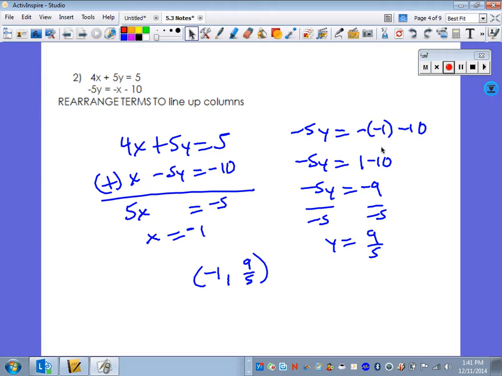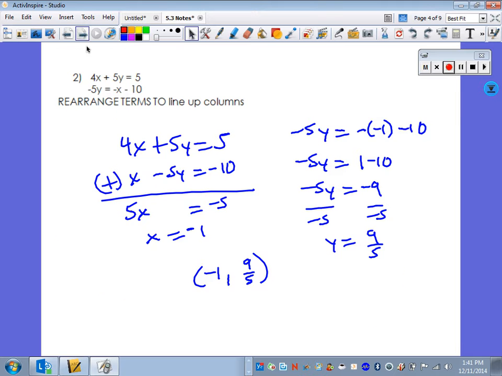Then you substitute this back into one of the two equations. I chose the second one. So you have negative 5y equals negative 1 minus 10. Well, the opposite of negative 1 is positive 1. That's what negative x means, it's the opposite of x. So I'm going to have negative 5y equals negative 9. Divide both sides by negative 5. y is 9/5. So negative 1, 9/5 is my ordered pair. When you write them, you put the letters in alphabetical order. That's what we generally do.